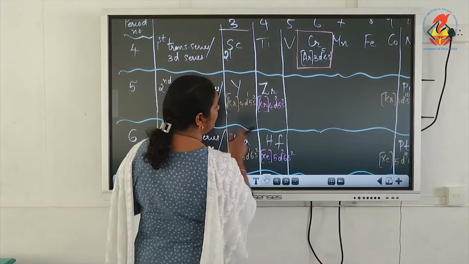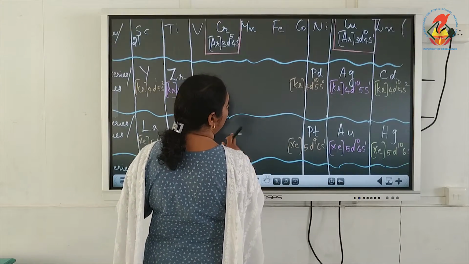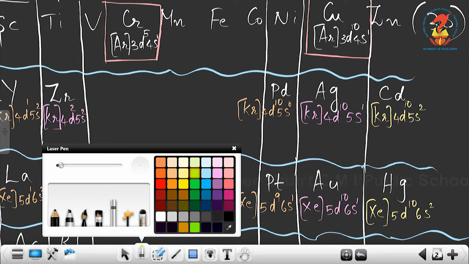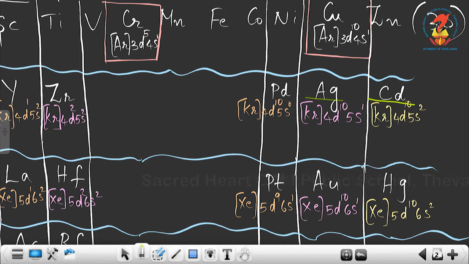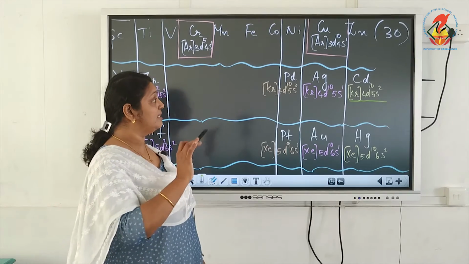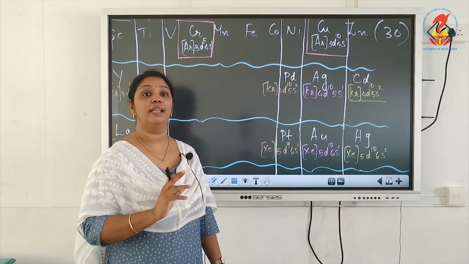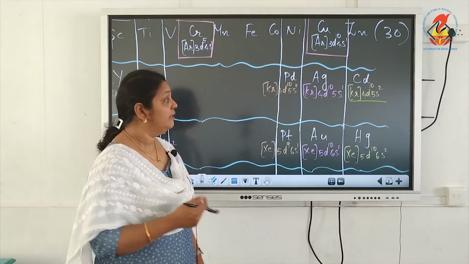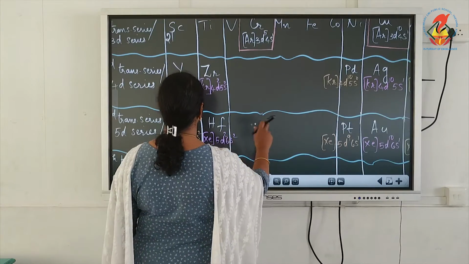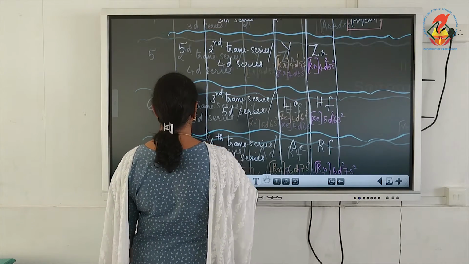Now the last three elements of this 4d series are palladium, silver, cadmium. Now palladium configuration is krypton 4d10 5s0, silver is krypton 4d10 5s1, cadmium is krypton 4d10 5s2. So these elements we have to study coming in 4d series, the first two elements and the last three elements with the electronic configuration.